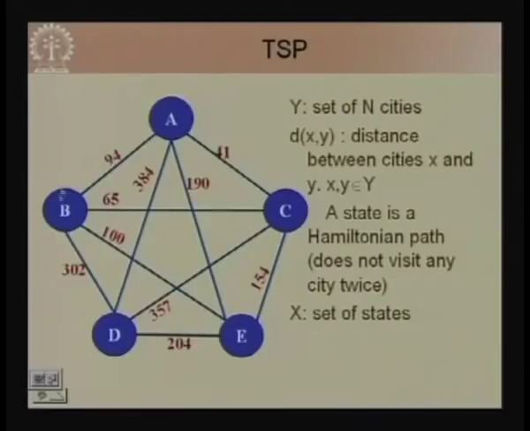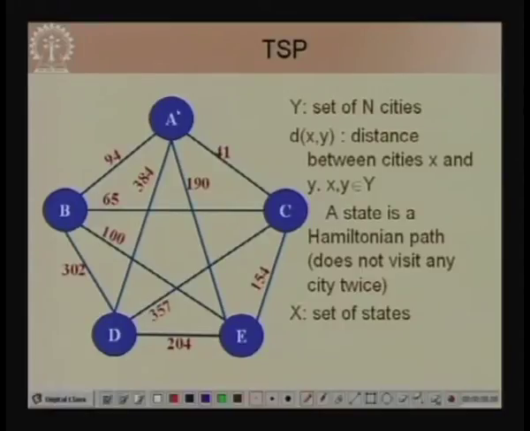Now, this is how we will represent the travelling salesperson problem. This is the map, this is the graph corresponding to the travelling salesperson problem. A, B, C, D, E are the different cities. There are roads connecting some of these cities. For example, the distance between city A and B by the direct road is 94 units. Distance between A and D is 384 units. Distance between A and E is 190 units, and so on.